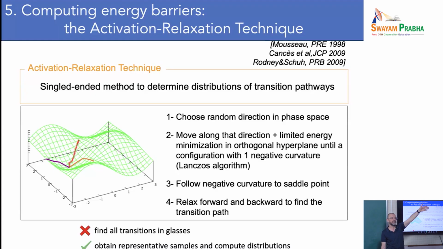Once you are out of the basin, then you follow the eigenvector of minimum eigenvalue. Because we're interested only in the lowest eigenvalue, we don't need to diagonalize the dynamical matrix at every step, which would be crazy computationally expensive. There are algorithms, in particular the Lanczos algorithm, that will give you an estimate of just the lowest eigenvalue. It's an iterative algorithm, but it converges rather fast. So that's what we use for the negative eigenvalue. Then we follow, and then we relax.